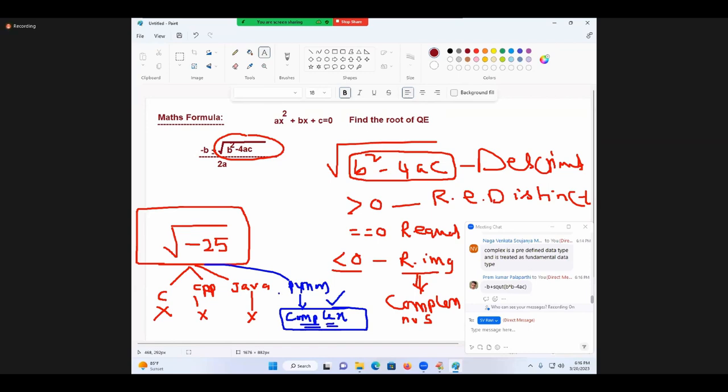Did you understand? Such data types are not there in where? Olden days languages. This is available in where? Python. So which data type do we use to store complex numbers?